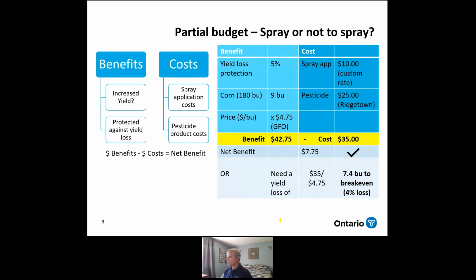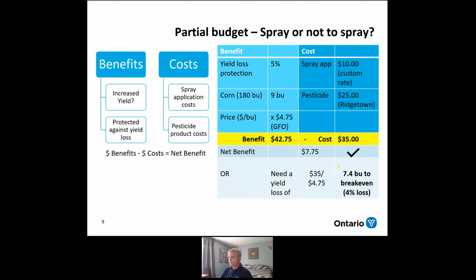In your situation, yield loss protection may be part of your research question. You're trying to find out what that number is, or what kind of thresholds we're looking at. So you can look at it the other way as well, using the $35 cost and the market price. You would need to have a loss of 7.4 bushels or more for it to make economic sense to start thinking about that spray application. So a 4% loss or more in this situation for it to start making economic sense to do that spray.